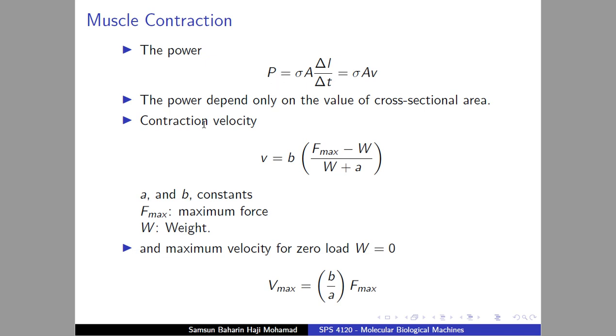Then the contraction velocity V equal to B (F max minus W) over (W plus A). A and B are constants, F max is the maximum force, and W is the weight, the load that we want to lift. So the maximum velocity for zero load is V equal to V max equal to B over A times F max. So the maximum velocity is just this equation.